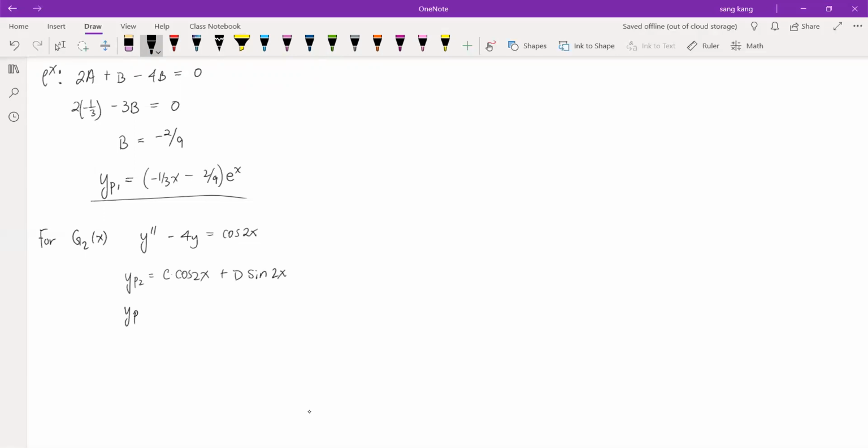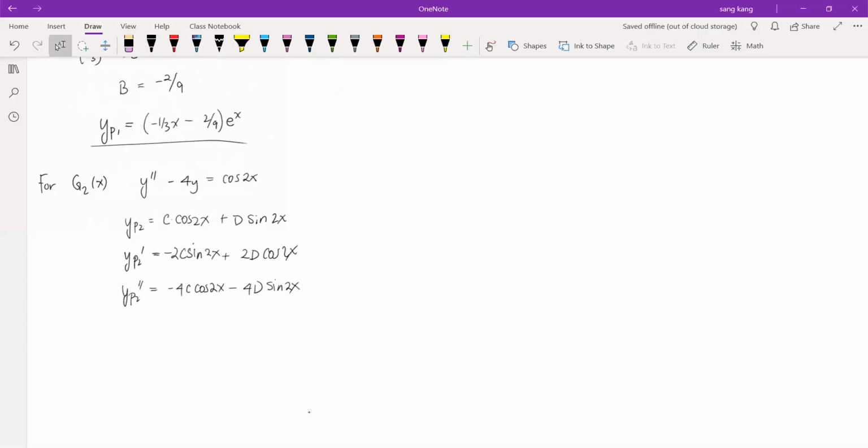So we need to find the first and second derivative. y p2 prime is minus 2c sine of 2x plus 2d cosine of 2x, and y p2 double prime is going to be minus 4c cosine of 2x minus 4d sine of 2x.